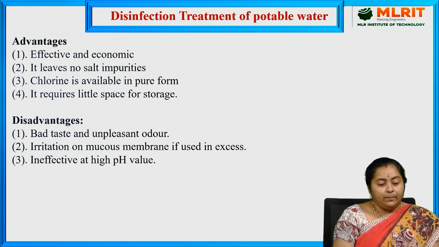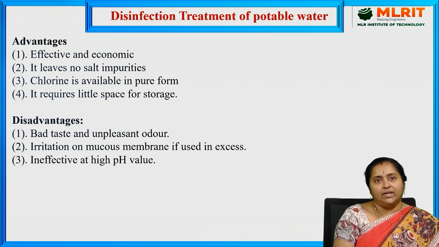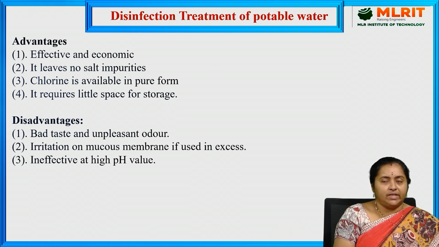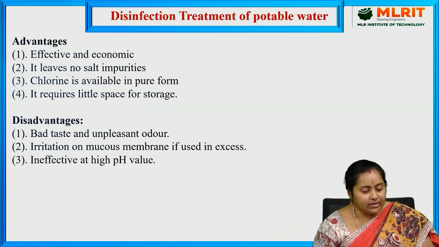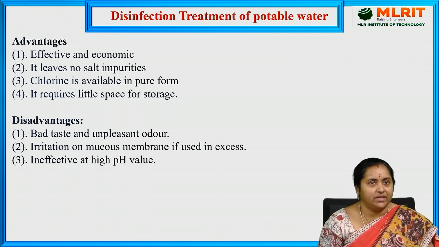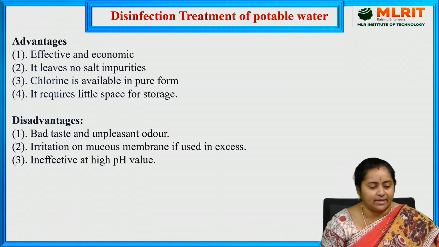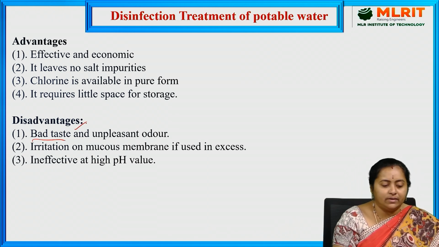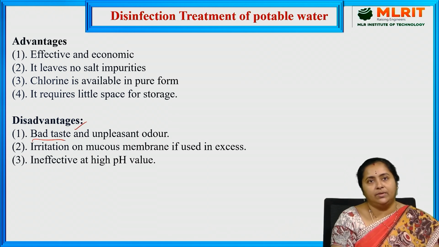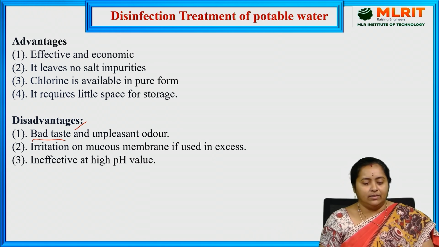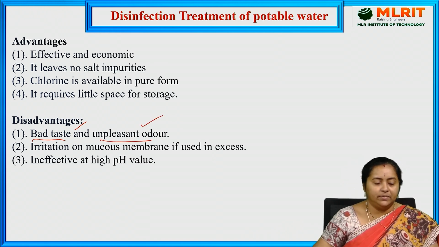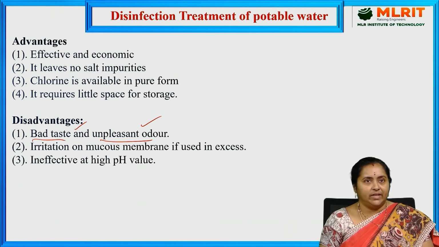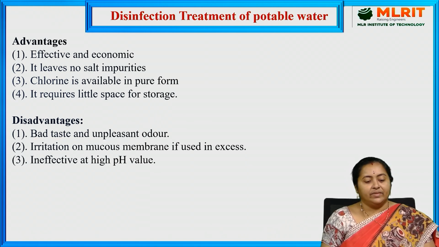The first one is bad taste. If excess chlorine is there in the water, that means we have to add chlorine based on proper calculation, right? We have to check how much amount we need to add first, and then go for the actual treatment method. For example, if residual free chlorine is there in the water sample, then it imparts a bad taste to the water, and it also gives some kind of unpleasant smell or odor to the water sample. So if an excess amount of chlorine is added, these are the effects: bad taste and unpleasant odor.